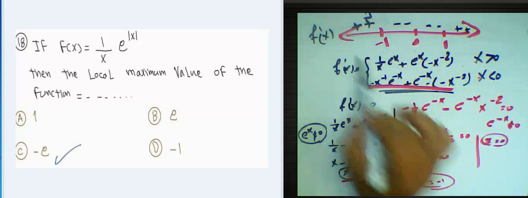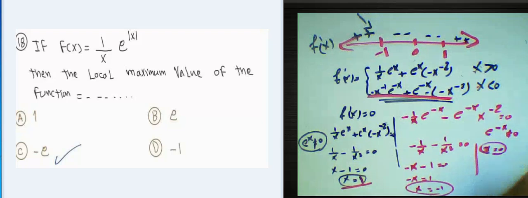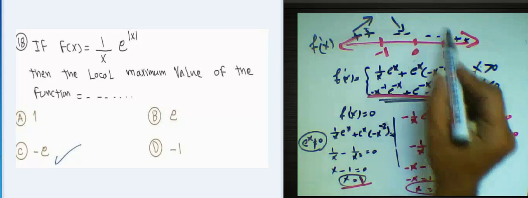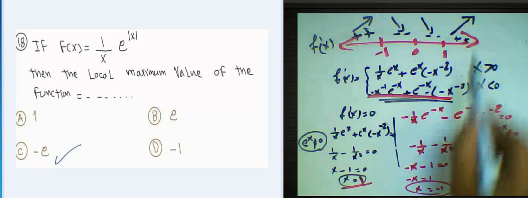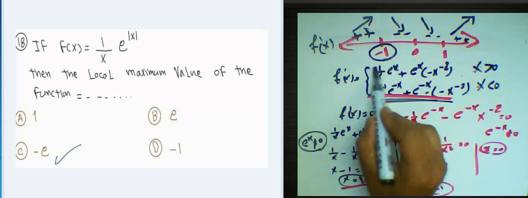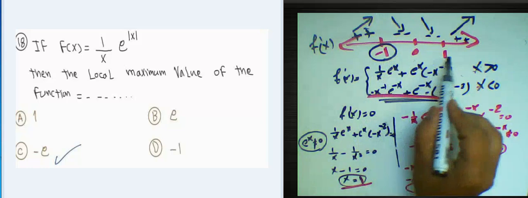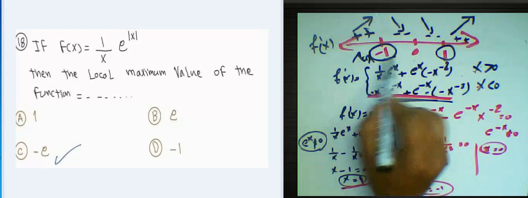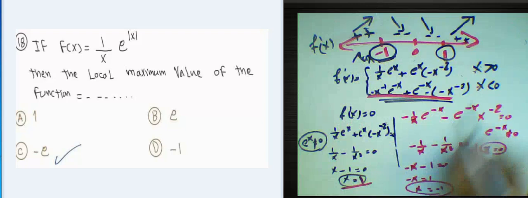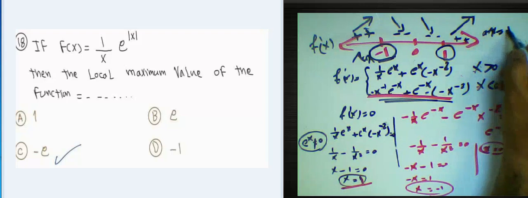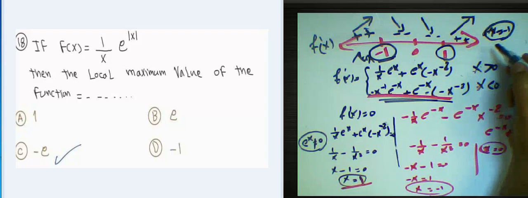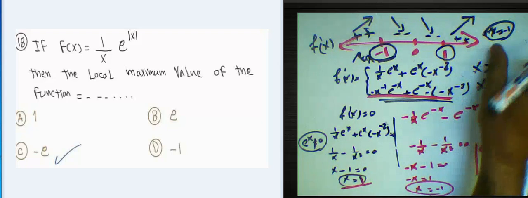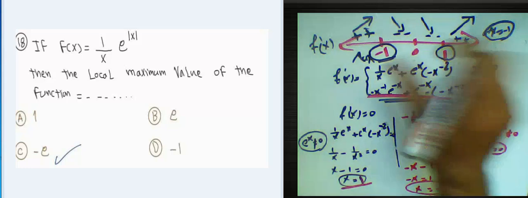So it will be decreasing. See here: increasing, decreasing, decreasing, increasing. Then at negative 1 it's a maximum, and at 1 a minimum. What do you want to find? The maximum at x equal negative 1. Then at x equal negative 1, we can find the image of the function by putting x equal negative 1 in the function.